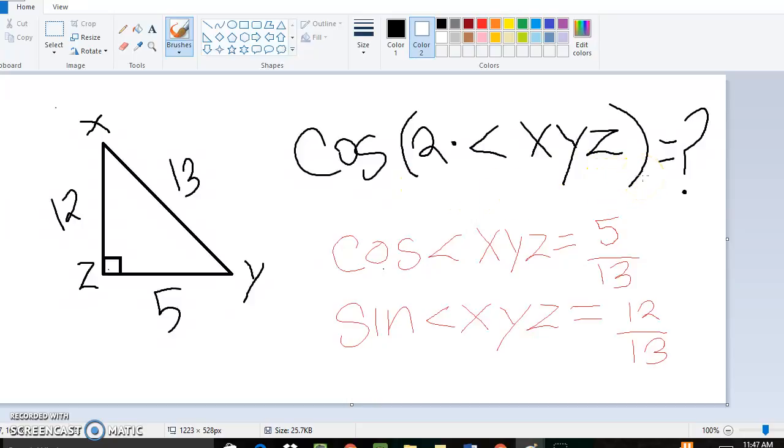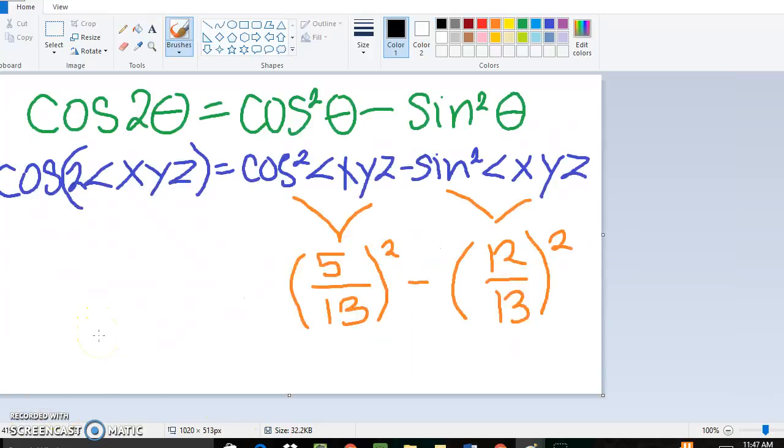So let's start by listing the cosine of angle XYZ, which is 5 over 13, and sine of angle XYZ is 12 over 13. So we have to first list the trig identity, which will aid us in solving this question.